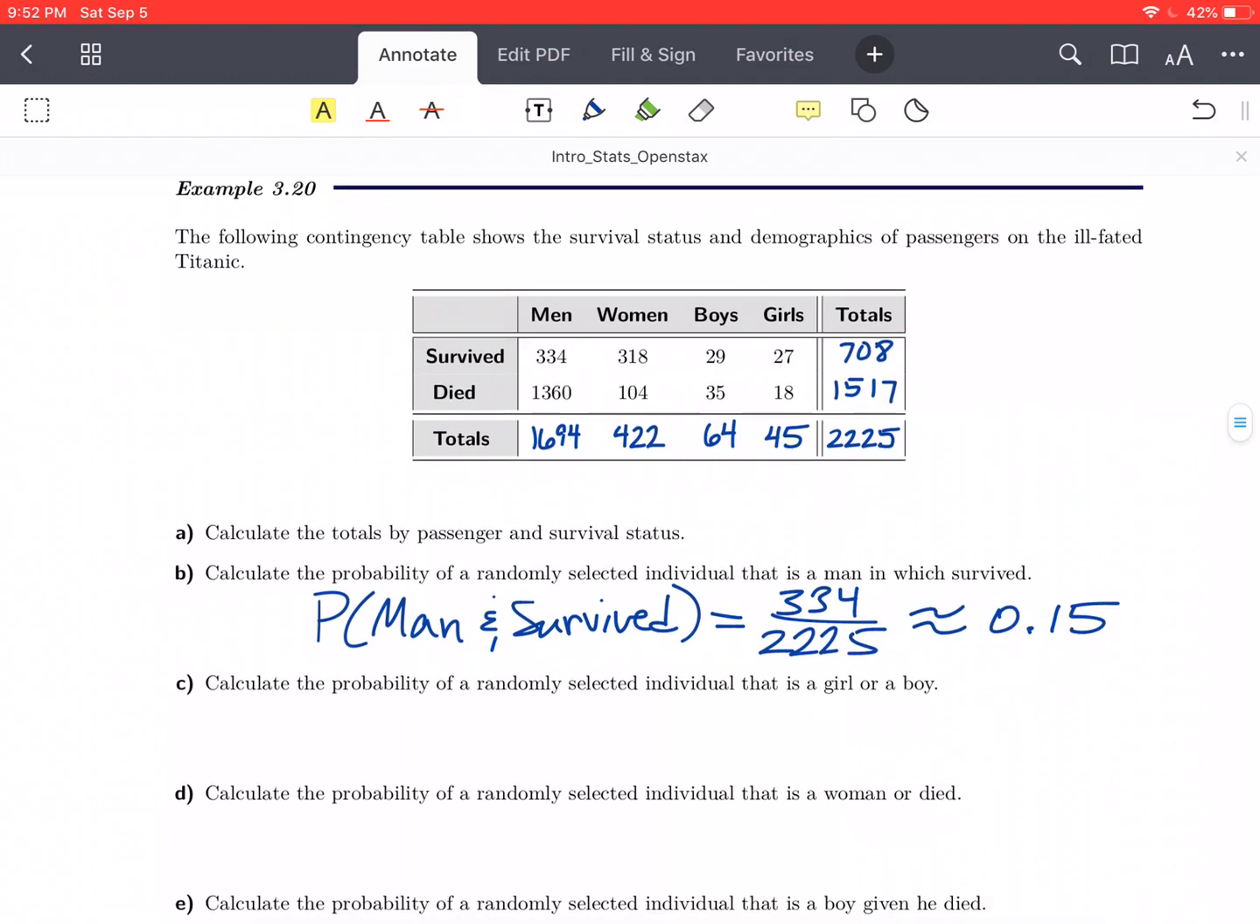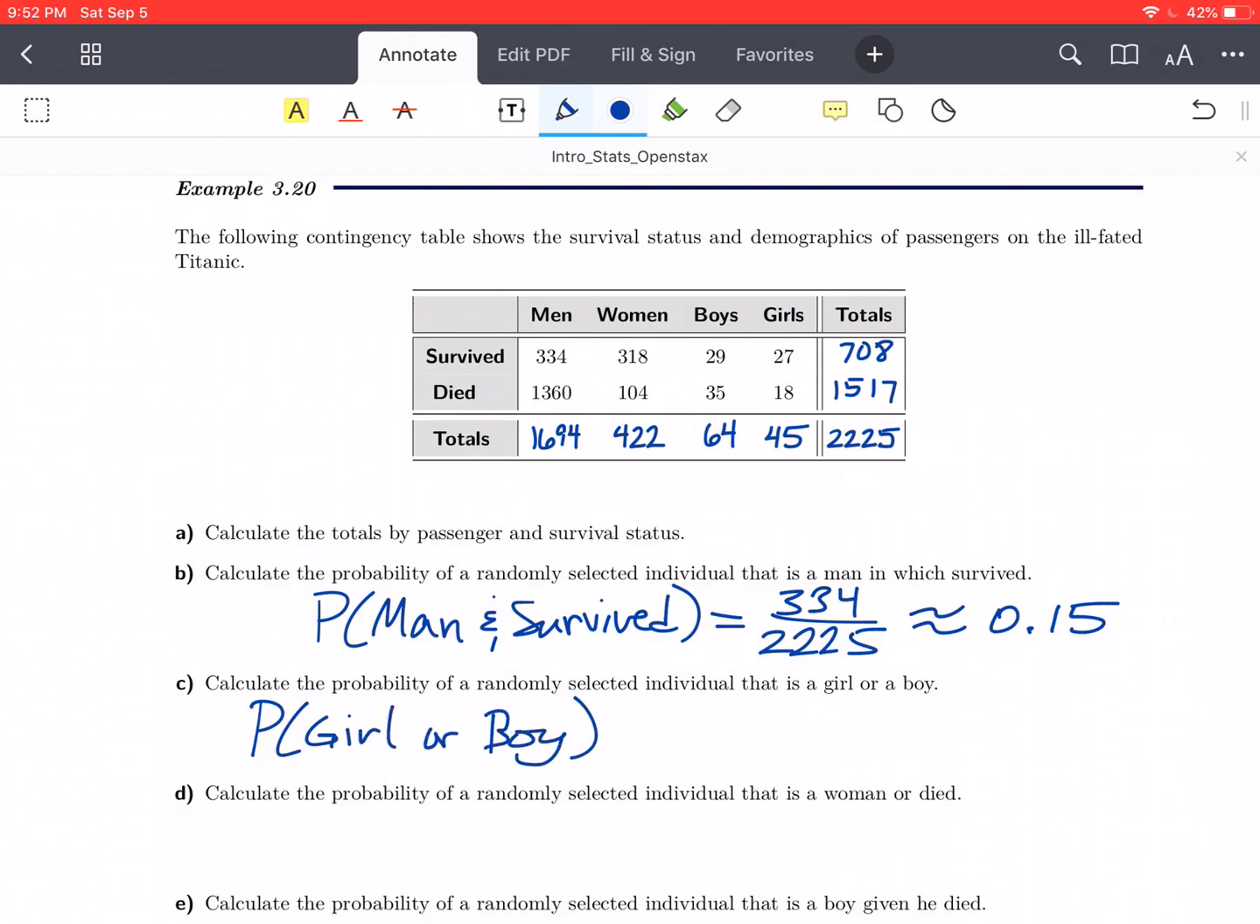Calculate the probability that a randomly selected individual is a girl or a boy. So probability of it being a girl or a boy. Well, we have 64 boys and 45 girls. So we're just going to add up the probabilities. So 64 out of the total 2,225 plus 45 out of the 2,225, which is 109 out of 2,225, which is approximately 0.049.